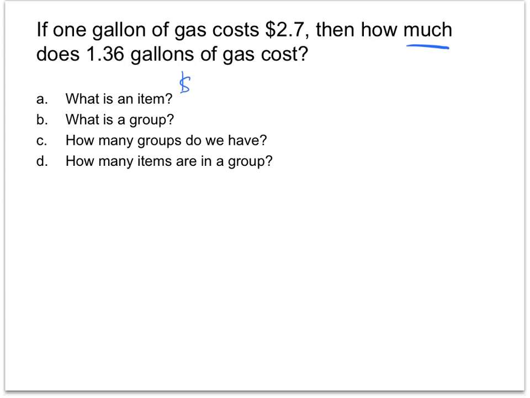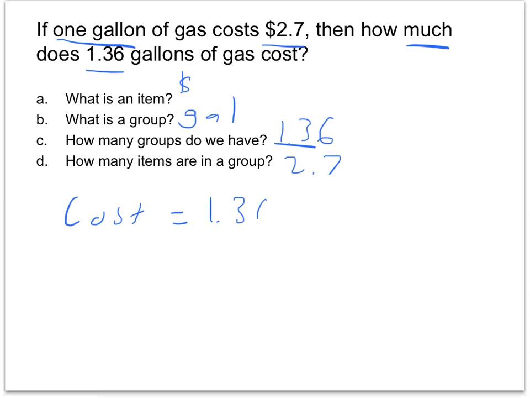Now what's a group? Well, a group is like a gallon of gasoline, so a gallon. How many gallons do we have? Well, we're told we have 1.36 gallons. And then how many items are in a group? So how many dollars are in each gallon? And so that's 2.7. And so our total cost, our total amount, is going to be the number of groups that we have, the 1.36, times the number of items per group, which is 2.7. Oops, 2.7.